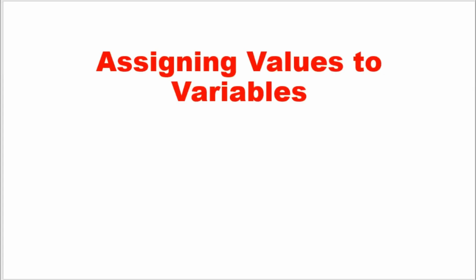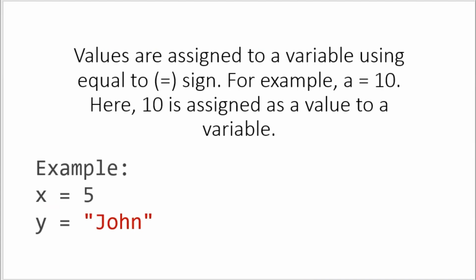Let's learn how to assign values to a variable. So here are the explanation and then an example. Values are assigned to a variable using the equals sign. For example, a equals 10. Here a is the variable and 10 is a constant. Here 10 is assigned as a value to the variable.